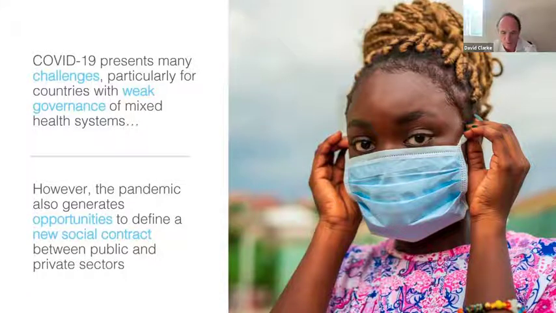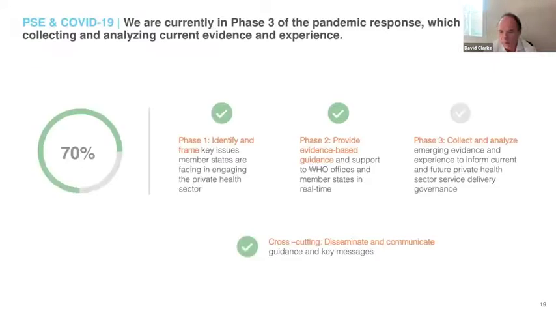health coverage. So to mitigate the detrimental effects and promote collaboration between the actors and the sectors, and to support our member states, WHO worked in three stages. In the first stage, we worked to identify and frame key issues the member states were facing in engaging the private sector. In the second phase, we gathered evidence, started to produce guidance and support our country offices and our member states in real time in relation to the struggles they were having with the private sector in COVID.